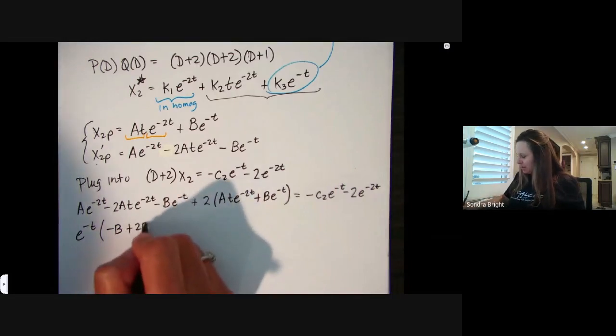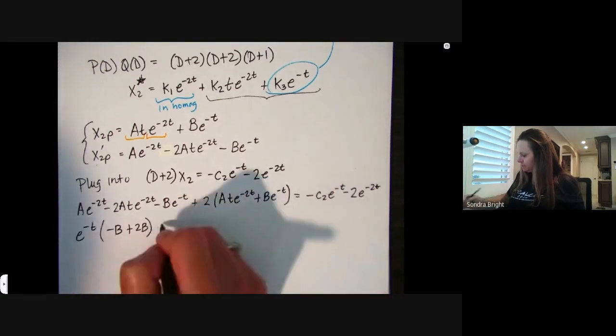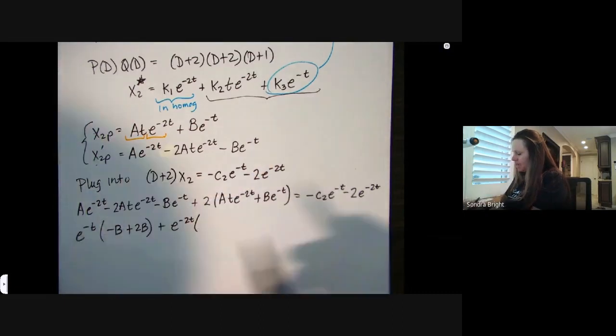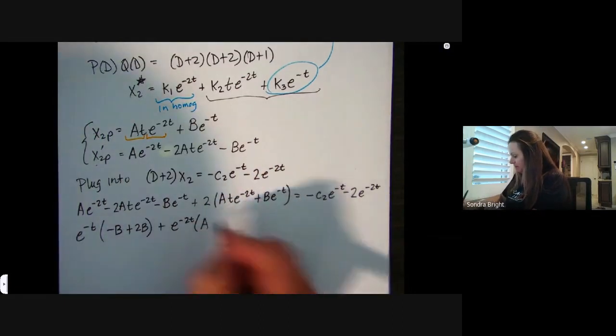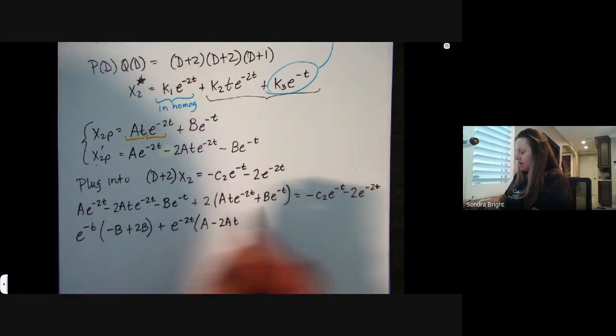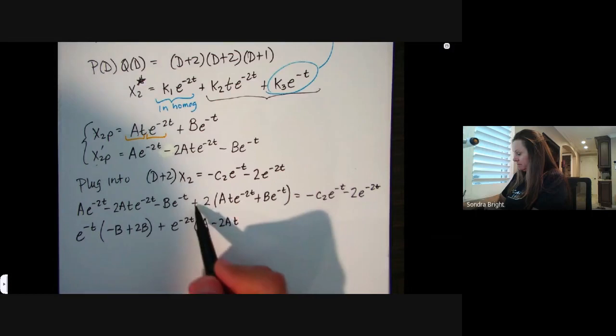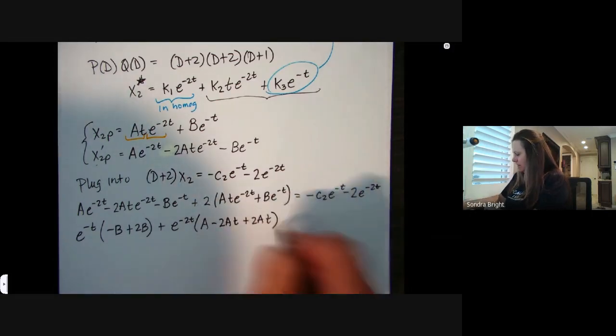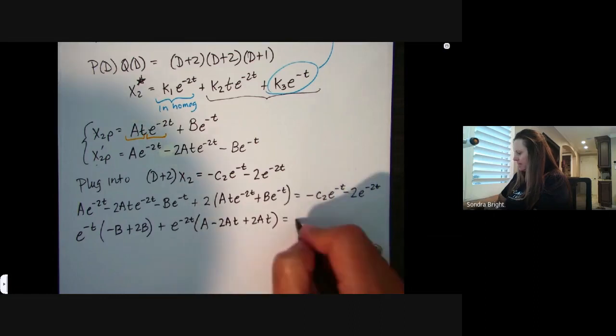And then I'm going to factor out the e to the negative 2t, and I would have an a, I would have a minus 2at, and a plus 2at. Nice. All right, so we still have this on the right-hand side.